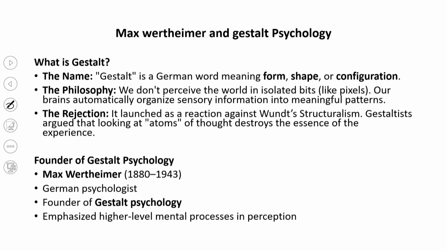Another school of thought that evolved at that time was Max Wertheimer's Gestalt psychology. Wertheimer's Gestalt psychology actually evolved as a criticism of the structuralist school of thought. Gestalt is a German word which means form, shape and configuration. The philosophy was that we do not perceive the world in isolated bits like pixels. Our brains automatically organize sensory information into meaningful patterns.